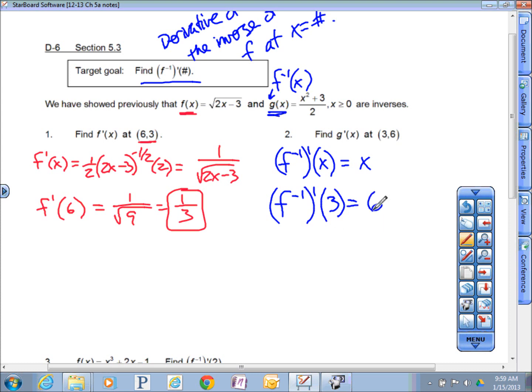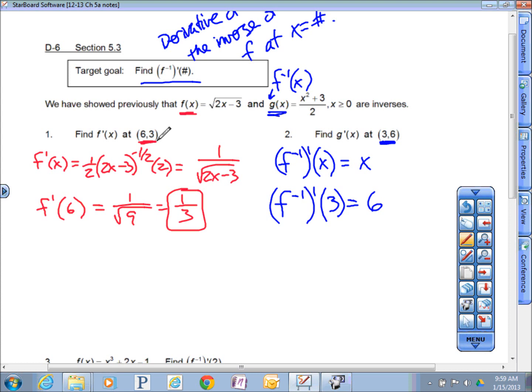Now, this is actually a pretty simple derivative here of this blue function. What I also want to point out is that when I look at x equals 3 for this g of x function, if I plug in 3, 3 squared is 9 plus 3 is 12 divided by 2 is going to give me 6. So we've got partner points here. We've got the point 3,6, and we've got the point 6,3. And remember what we said, that the domain of f of x was the same as the range of its inverse and vice versa. So we've got these partner points going on.